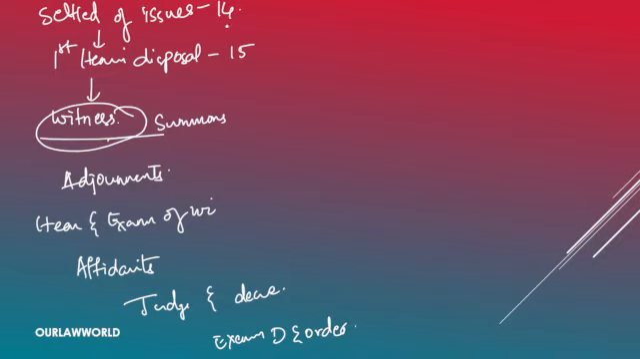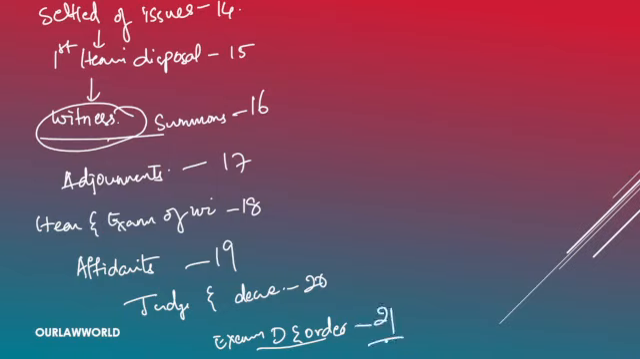Settlement of issues, order 14. 15th is disposal after the first hearing. 16th, summoning and service of witness. 17th order is adjournments. As you have served the summons to the witness, he has to appear. So hearing and examination of witness takes place. Order 18, affidavits. 19, judgment and decree. Order 20. And execution of the decree and orders is order 21.